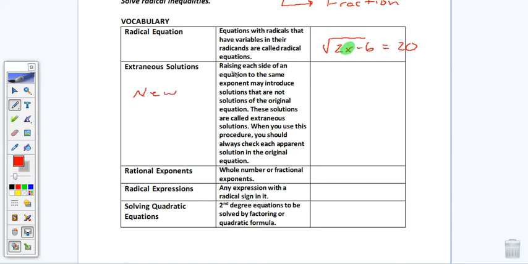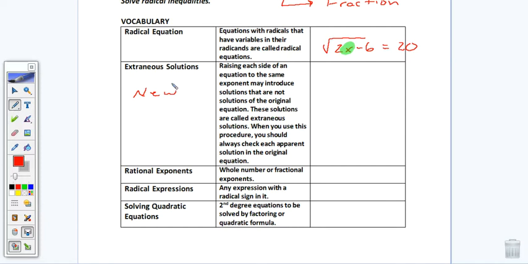Okay. In here it says raising each side of an equation to the same exponent may introduce solutions that are not solutions of the original equation. These solutions are called extraneous solutions. When you use this procedure, you should always check each apparent solution in the original equation. Okay? You should always check.